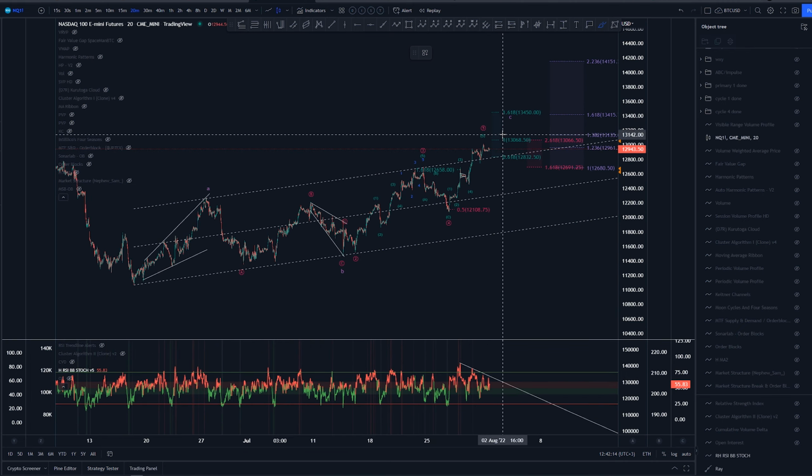Never look for long setups on the highs. That doesn't make any sense. Look for highs as an opportunity to sell and lows as an opportunity to buy. But yeah, that is pretty much everything I wanted to share.